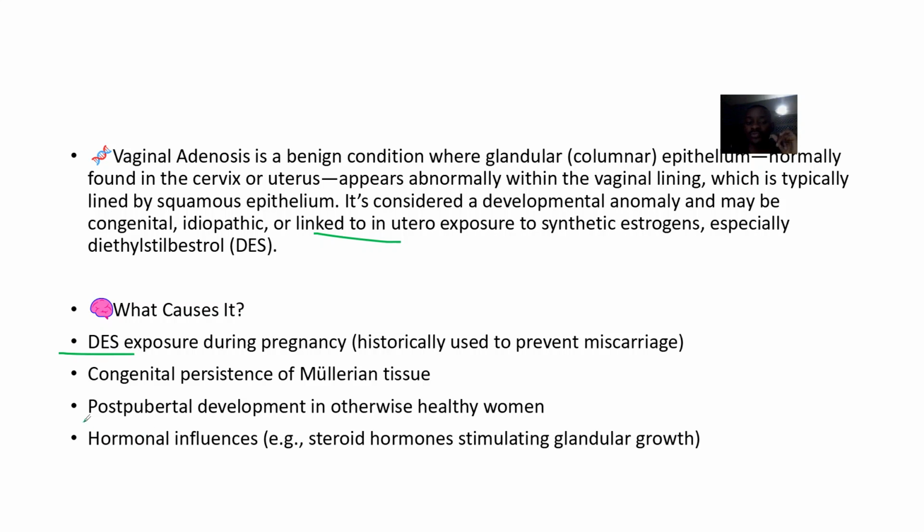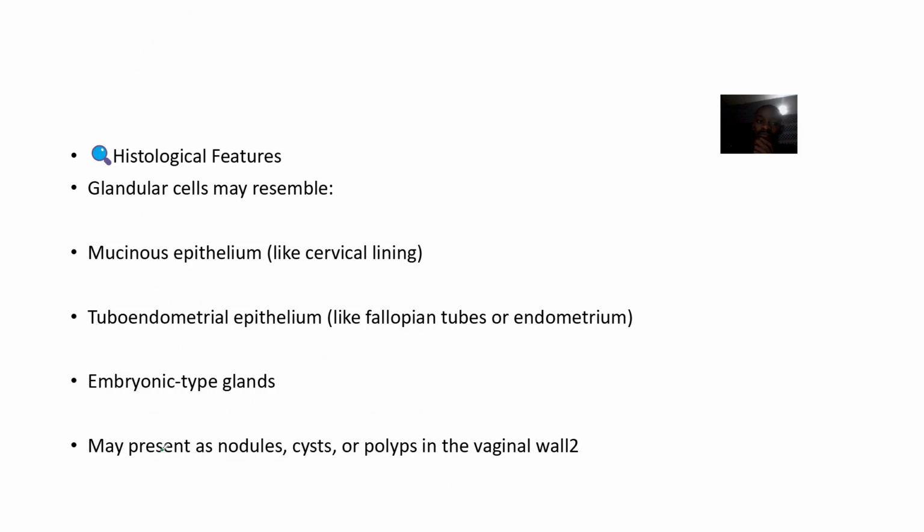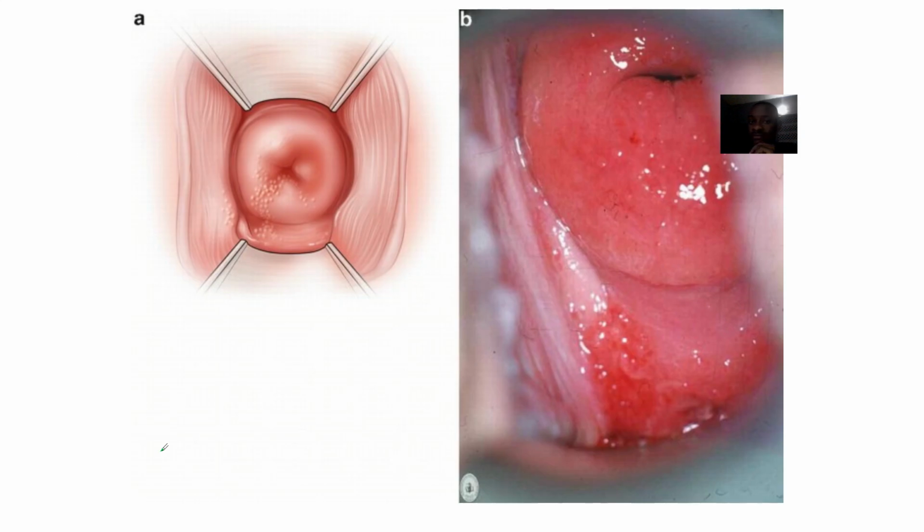It could be post-pubertal development. Okay. Hormonal influences too. Right, so steroid hormones, they also stimulate glandular growth and all of that. So you can see how it looks like. Right? The surface is becoming rough. It's supposed to be smooth. Only the uterus is supposed to be rough.